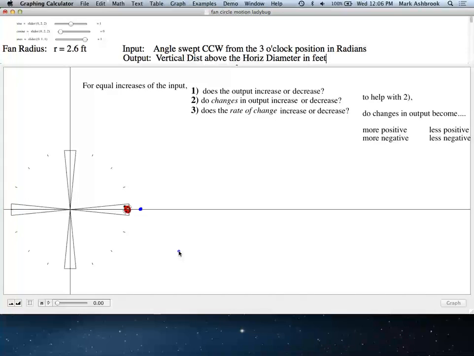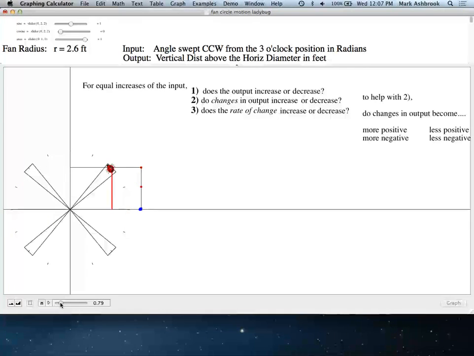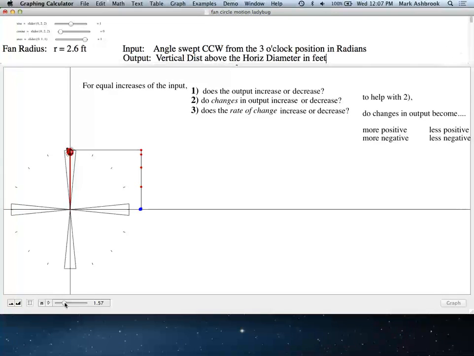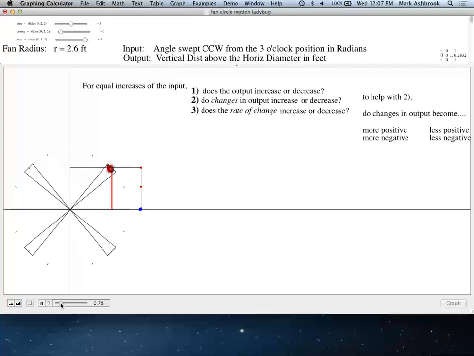Okay? As this angle increases from 0 to pi over 2, what does the vertical distance do? How does it change? Does it increase or decrease? Obviously it increases. The bug goes up from 0 to what? There's only one radius. So what value does it increase to? 2.6.